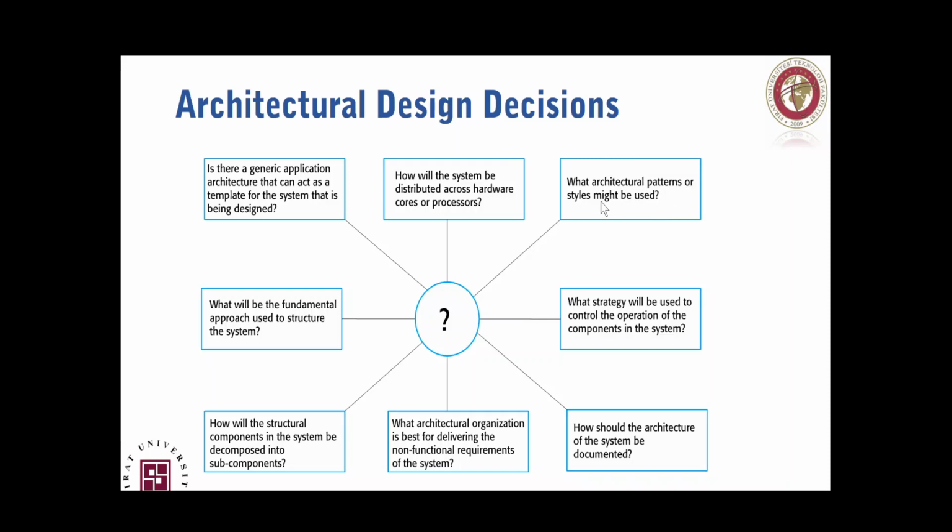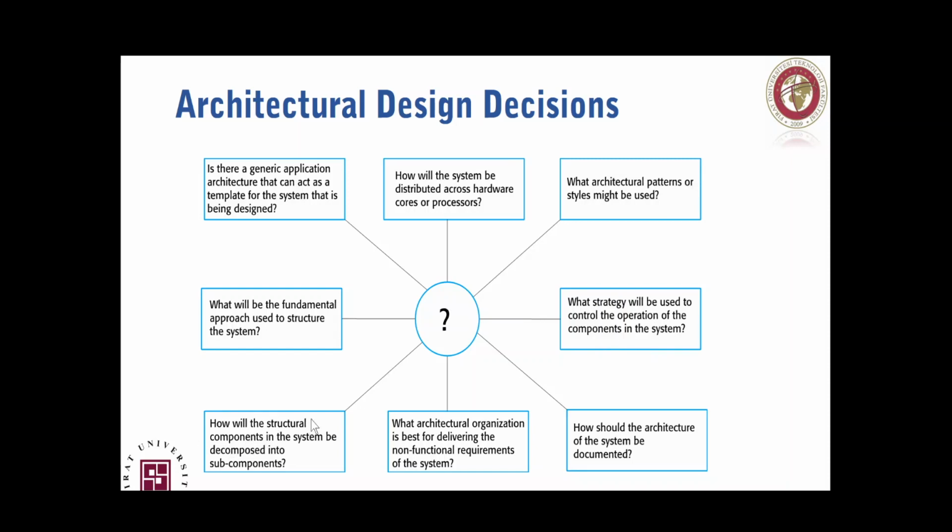What architectural patterns or styles might be used? As I said earlier, if we come up with a generic application architecture, then maybe we can use some patterns also. Okay, what will be the fundamental approach used to structure the system? I said the idea is based on security, or on safety. What kind of outcome, feature, or characteristic do I need to emphasize more? Also, sometimes in implementation itself, what kind of paradigm are we using to implement the software? And then we need to structure things related to that. Also the strategy that would be used to control the operation of the components in the system will matter while modeling an architecture of the system.